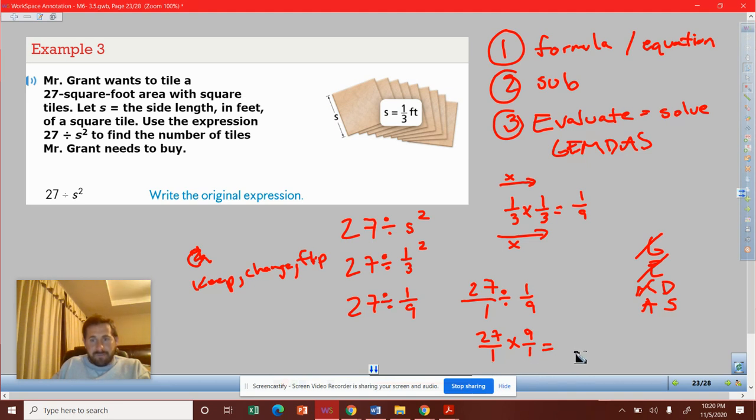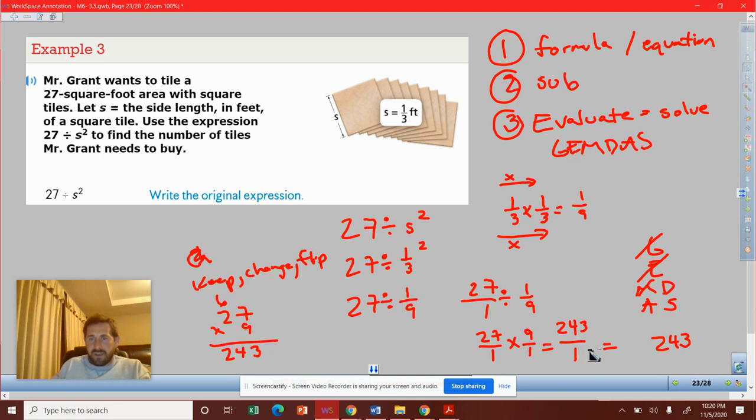It's easy. 1 times 1 is 1. And then I have to find out, well, what's 27 times 9? 9 times 3 is 63. 9 times 2 is 18. 18 plus 6 is 24. So we have 243. And any number divided by 1 just equals that number.